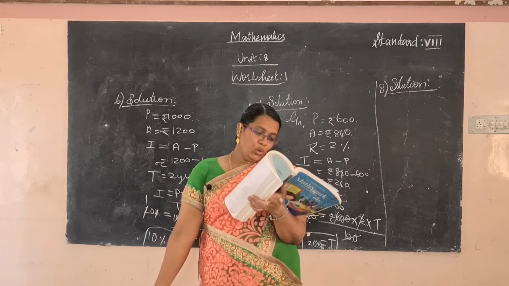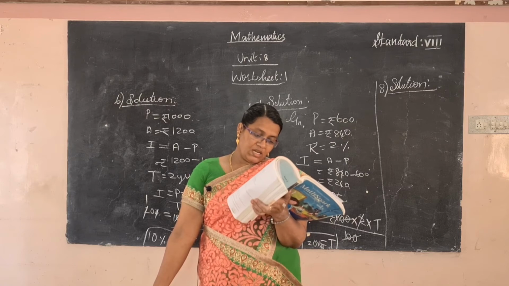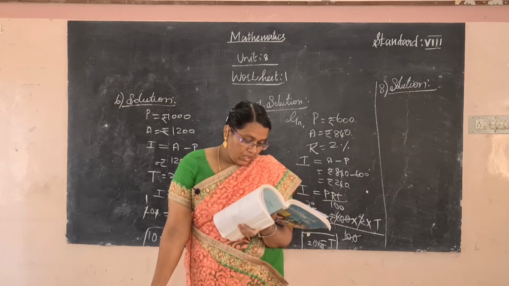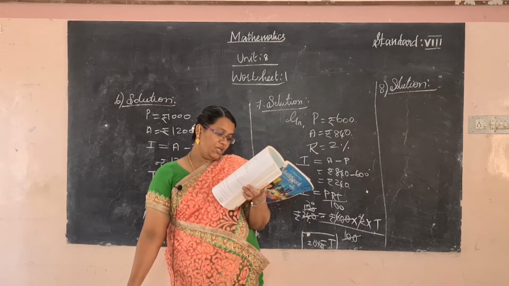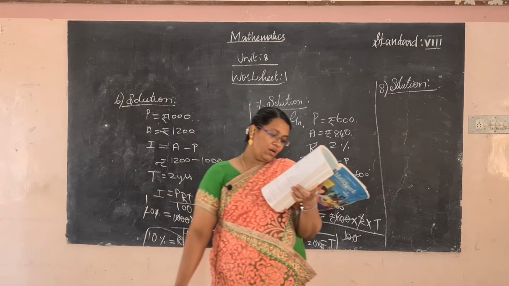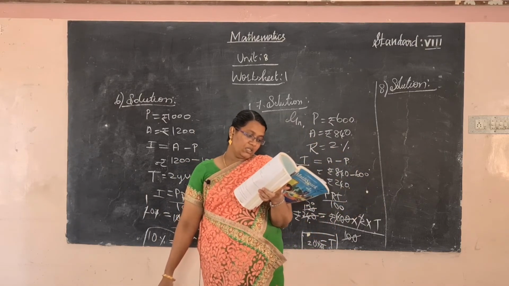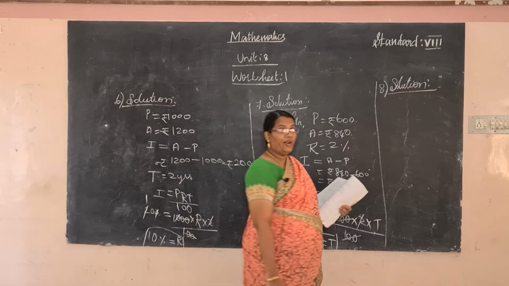Calculate the compound interest on rupees 12,000 for 2 years at 10% per annum compounded annually. Okay. So here also given the compound interest, principal is given. Okay. The number of years is given and rate of interest is also given. We have to calculate the compound interest. So what is the formula for the accumulated factor?